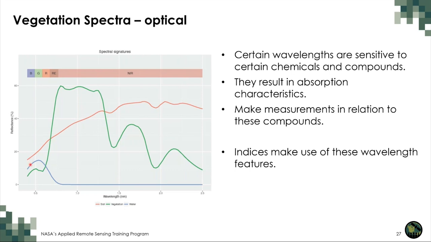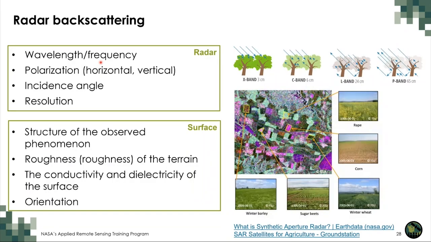With multispectral data, we are generating or collecting bands at different wavelengths. But indices are those who take the advantage of these wavelength characteristics. So for example, we are using vegetation index or any other index to observe the vegetation.